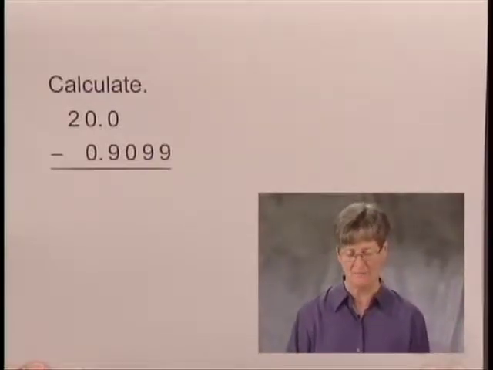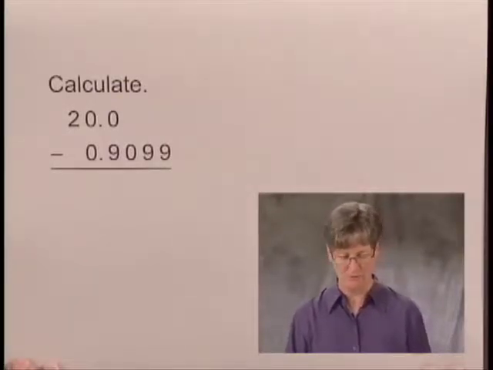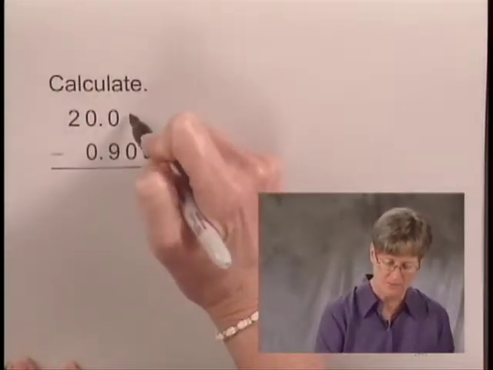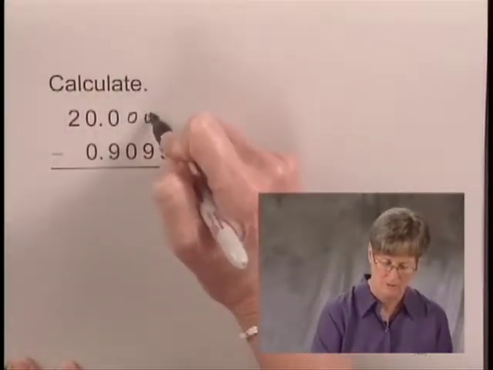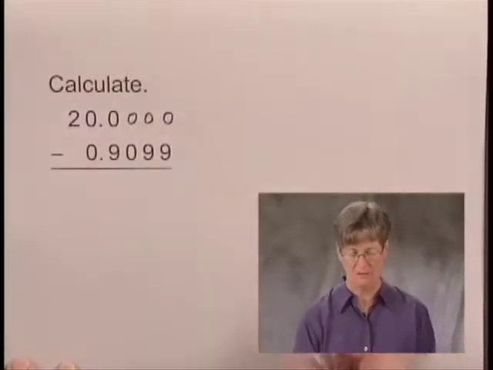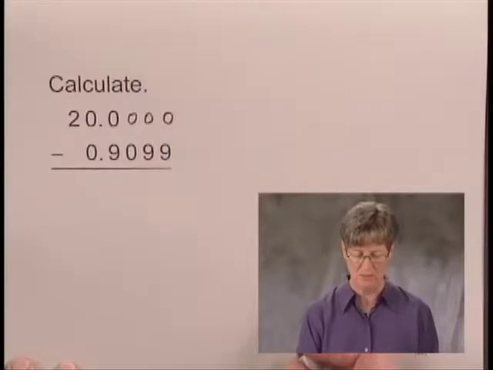We'll subtract numbers written in decimal notation. The difference that we're finding is 20.0 minus 0.9099. Now we see that the decimal points are lined up, which is what is required before we start subtracting. And I'm also going to write 3 extra zeros in the first number so that I have the same number of decimal places filled in each number.